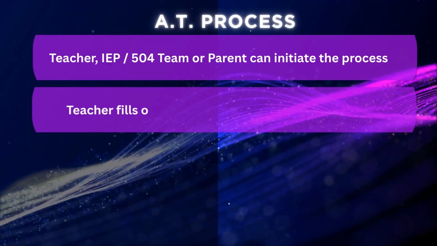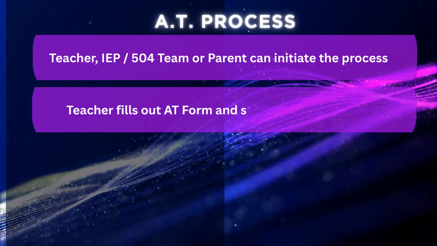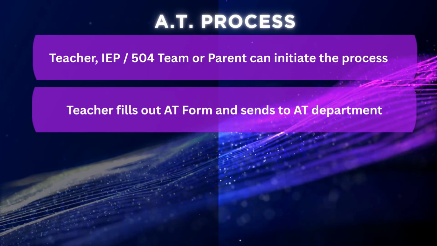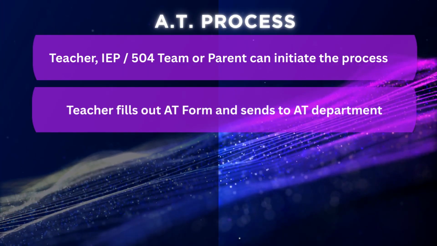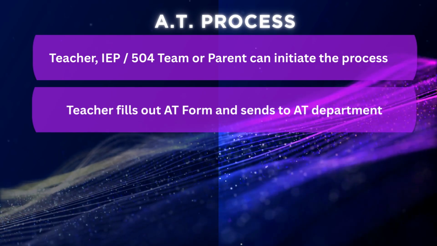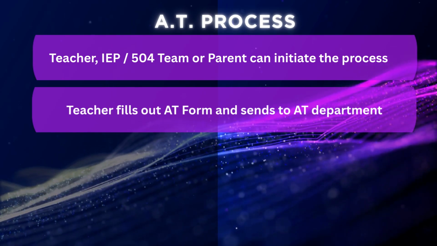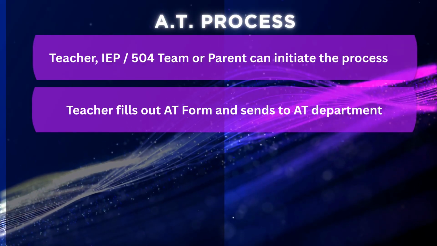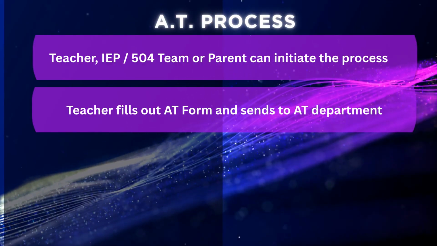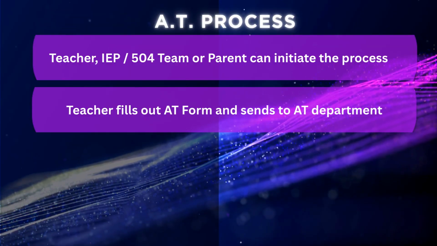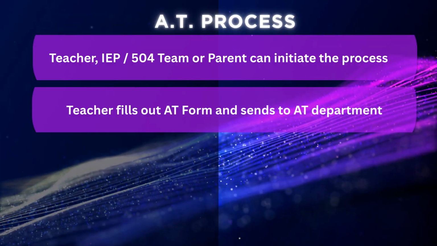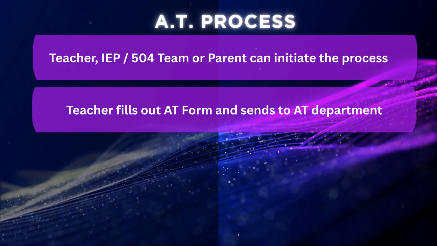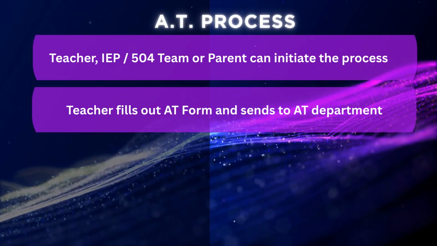Typically, if the AT tool is something not already available in the classroom or to the student, the teacher completes an AT request form and sends it to the AT department at the district level. This documents the student's current challenges, what has been tried, and what supports might help. If your district doesn't have a specific form for AT, you or the team member can always request an evaluation from the district in writing.